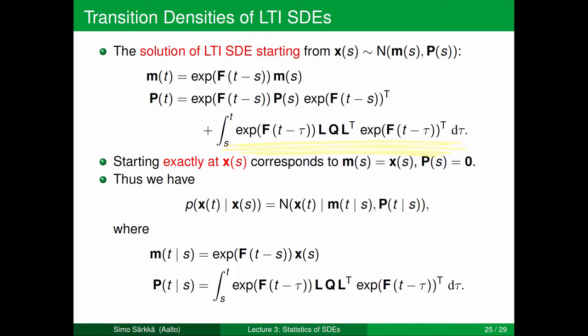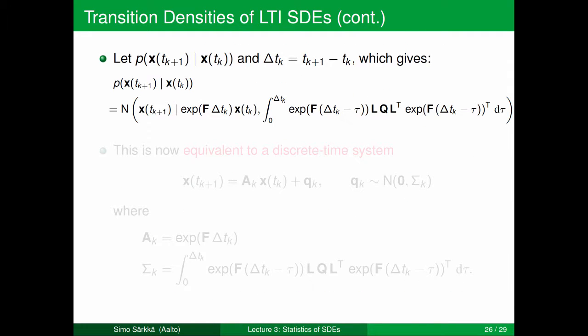And this integral term is actually exactly the second term in the solution to the covariance differential equation. In the linear time invariant case, we can actually write down the transition density of x at t_{k+1} given x at t_k as follows. We can define the delta t_k as t_{k+1} minus t_k. Then the transition density is a normal distribution where the mean is given as the matrix exponential of F times delta t_k times x at t_k, and the covariance is given by the integral from 0 to delta t_k of the matrix exponential, L, Q, L transpose and the matrix exponential.